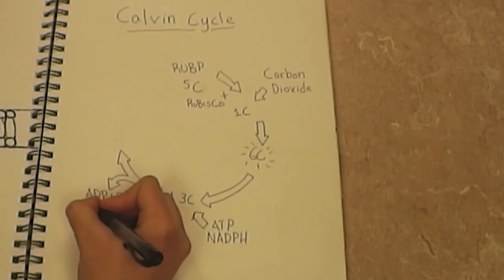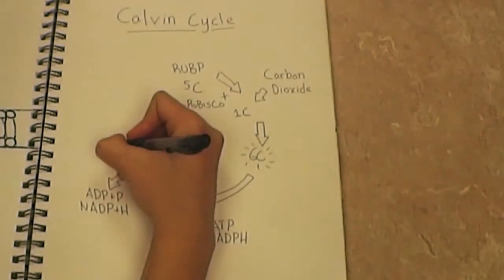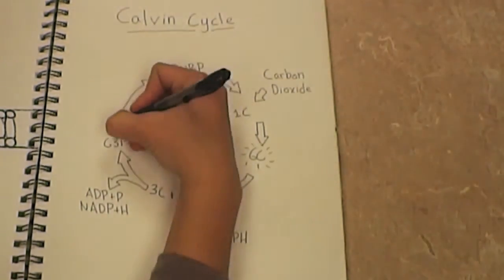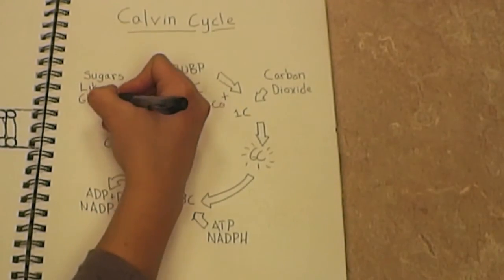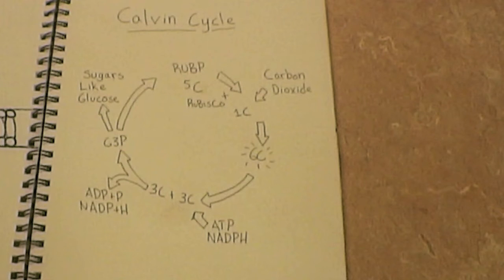G3P is what the plant uses to create sugars like glucose. However, not all the G3P is turned into sugars. Most of it continues through the cycle, and it turns back into RuBP. For every 6 G3P made, only 1 gets turned into glucose.